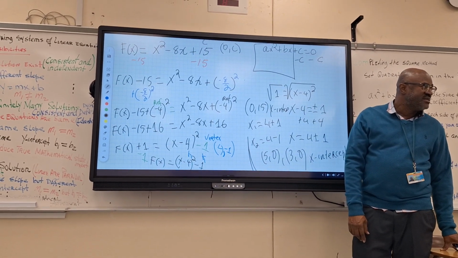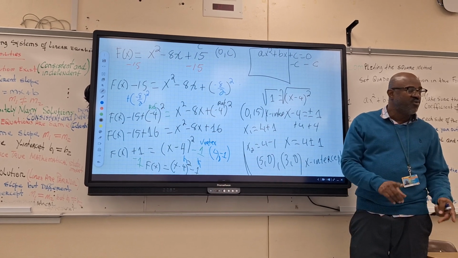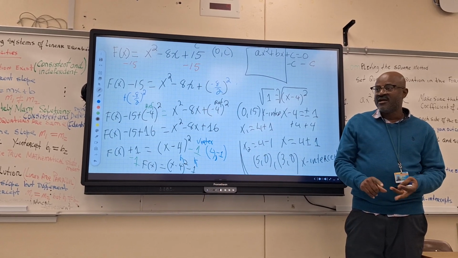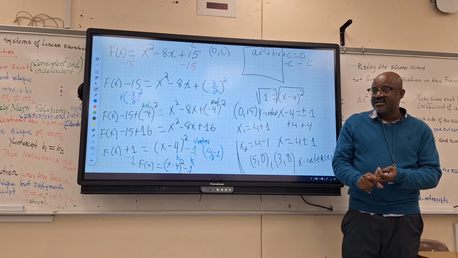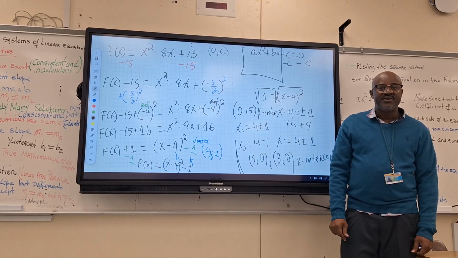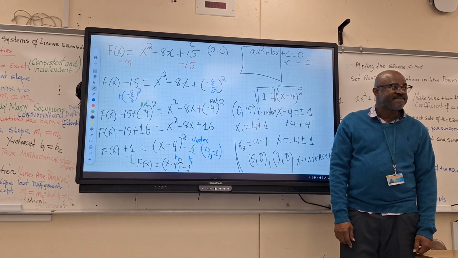This is how easy it is when you apply vertex form. You will be able to identify the vertex, the x-intercepts if they exist, and find the y-intercept, then you will need to graph that. Alright?